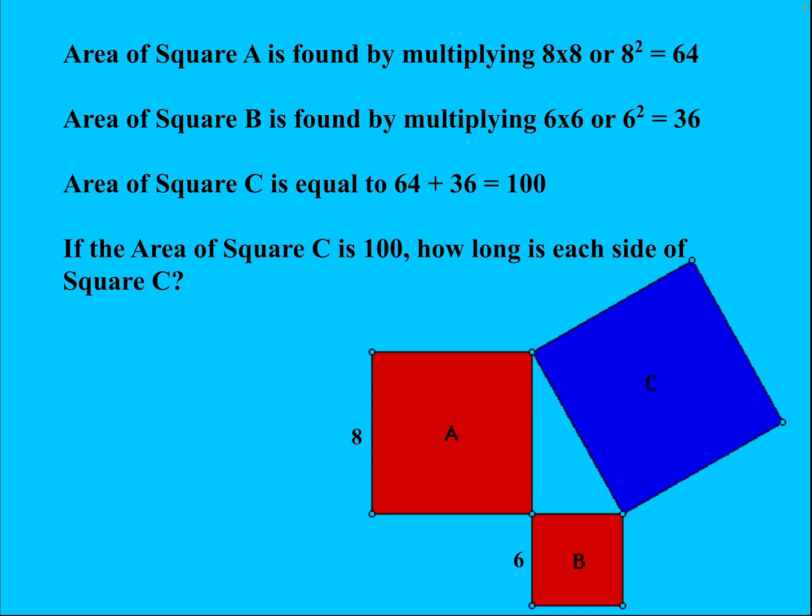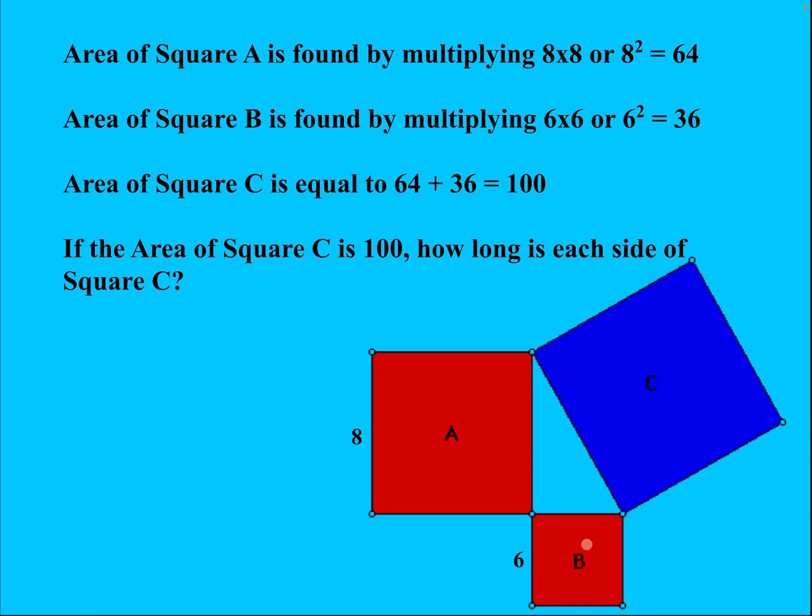Okay? So what did Pythagoras discover? He found out that in order to find out the area of this square, and then later to find out the sides, he could take the area of A plus the area of B. Well, to get the area of a square, it's length times width. And since the length and the width are both 8, you get the area of square A by multiplying 8 times 8, which is 8 squared, which equals 64.